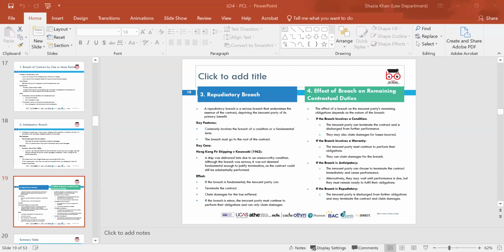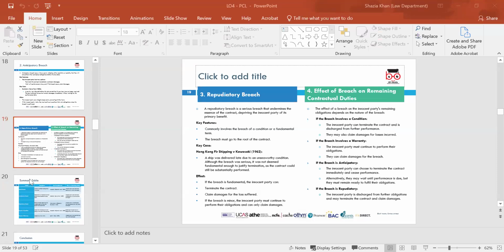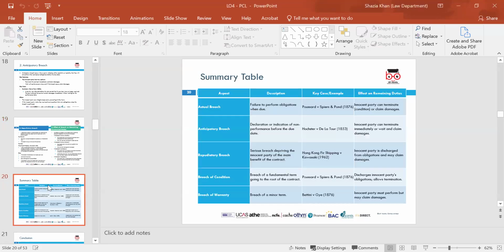So if the breach involves a condition, or if the breach involves a warranty, or if the breach is anticipatory, or if the breach is repudiatory, they are the effects of breach on remaining contractual duties that need to be taken into account. So, there's the effect of condition, warranty, and anticipatory or repudiatory. This summary table identifies the aspect, the description, key cases and effect on remaining duties.